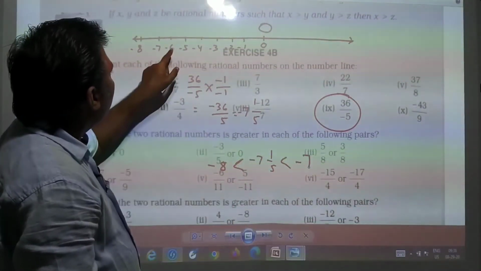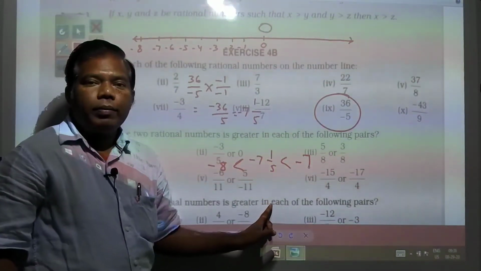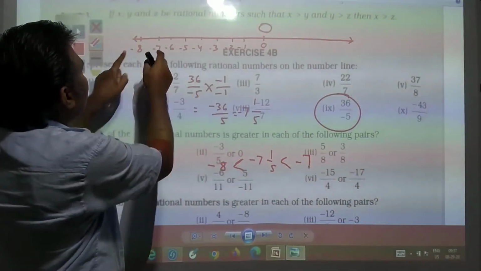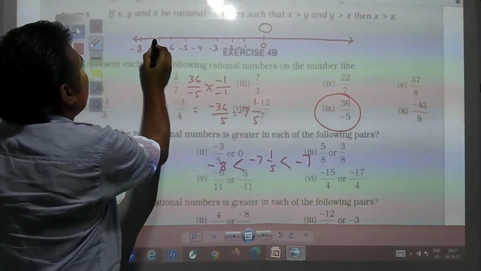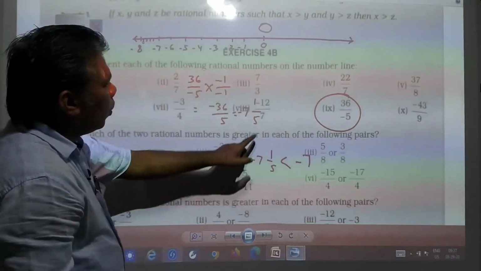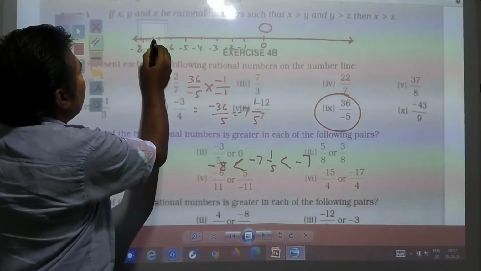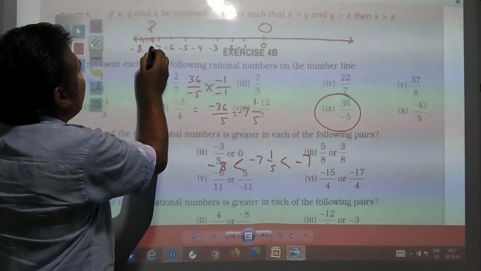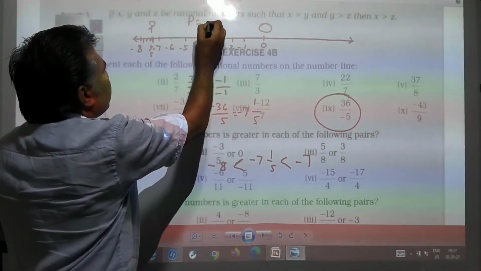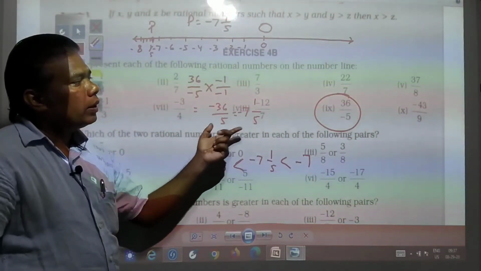So here you see, in between minus 8 and minus 7 we need to find 1 by 5. So in the denominator you have 5. So this portion is required to be divided into 5 equal parts. 1, 2, 3, 4, 5 equal parts you have got. 1 by 5 will be the first one. So this P you have got will be 1 by 5. So this P is equal to minus 7 whole 1 by 5, and this will be your answer. So in this way this is required to be done.